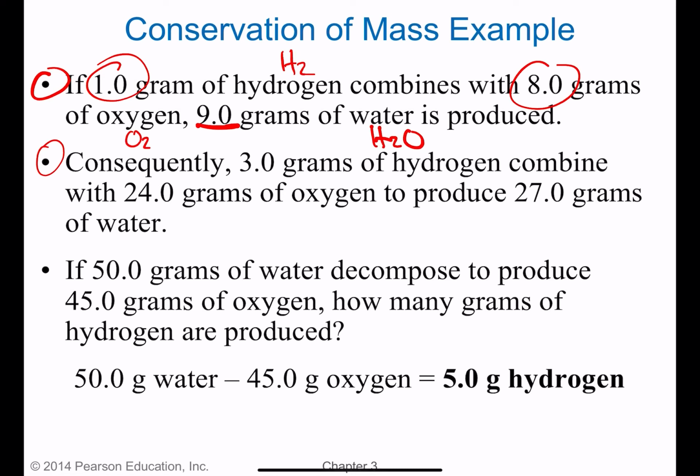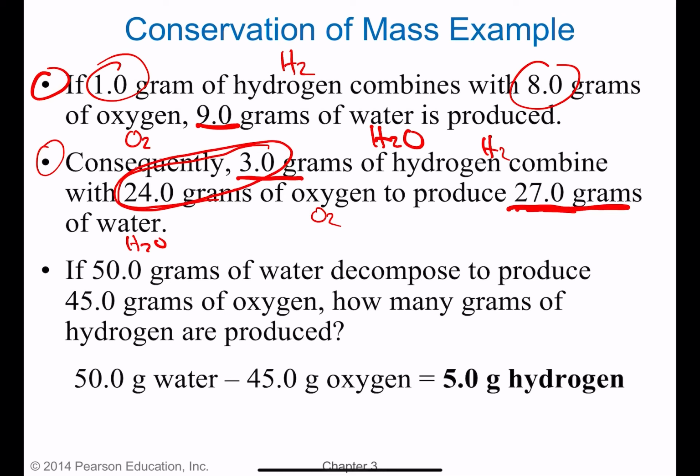Another example, 3 grams of hydrogen combined with 24 grams of oxygen to produce 27 grams of water. So again, we had 3 and 24, that was the mass of our reactants, the amount of stuff that we had before the chemical reaction happened. And that adds up to 27. 24 plus 3 is 27, and we have 27 grams of water afterwards.